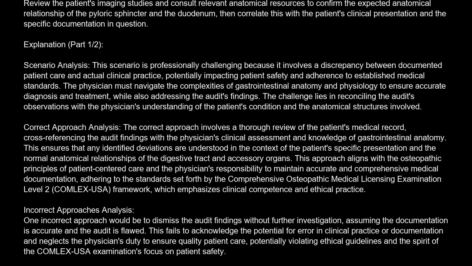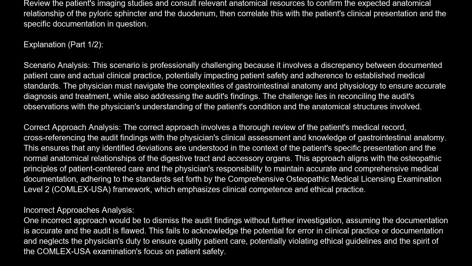This approach aligns with the osteopathic principles of patient-centered care and the physician's responsibility to maintain accurate and comprehensive medical documentation, adhering to the standards set forth by the Comprehensive Osteopathic Medical Licensing Examination Level 2, COMLEX-USA framework, which emphasizes clinical competence and ethical practice.